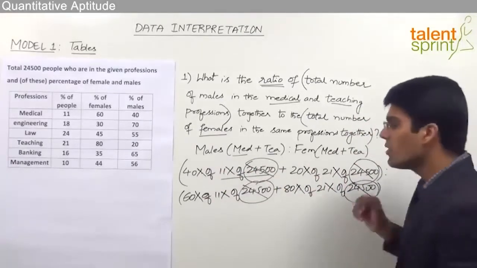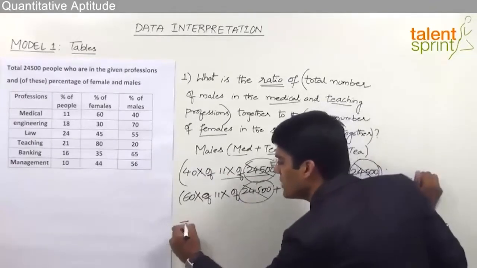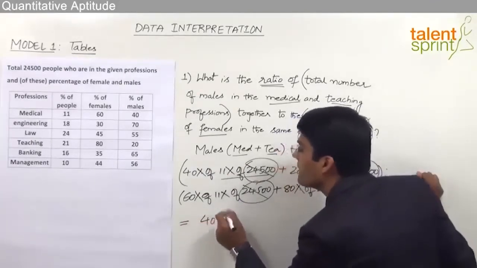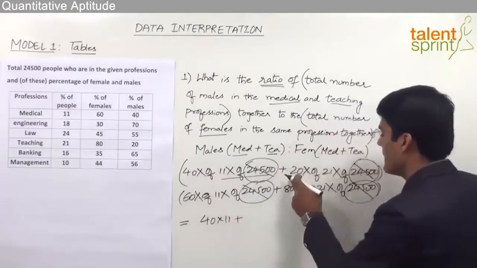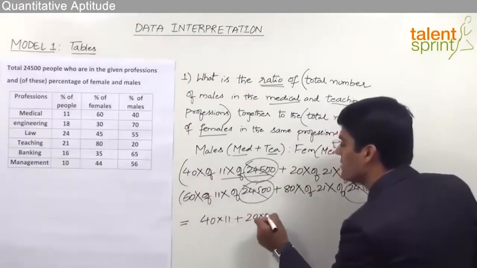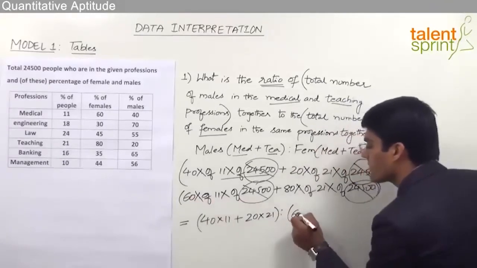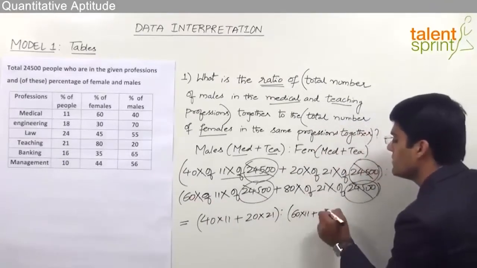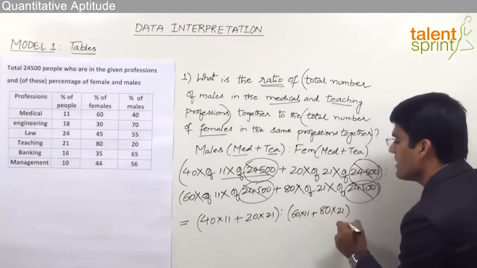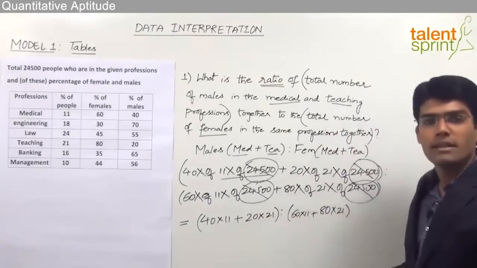So if we really try to observe, the only calculation that we need to do here is 40 into 11 plus 20 into 21, is to 60 into 11 plus 80 into 21. Now by simplifying this, we can find out the required answer.